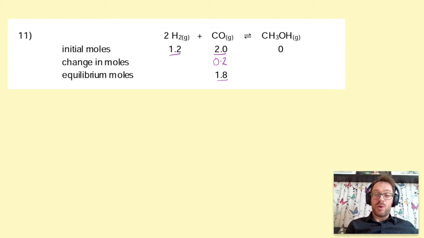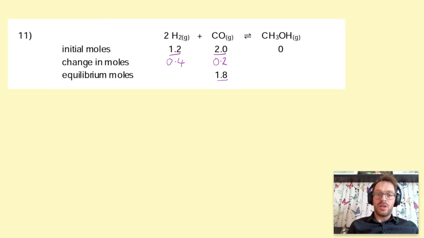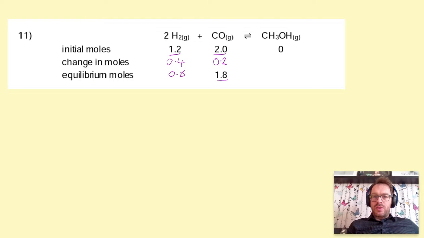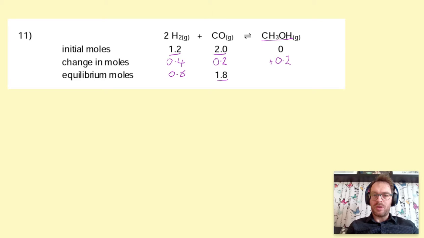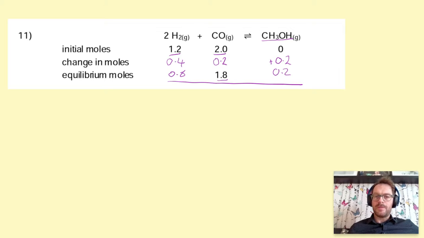Again, we use that 2-to-1 ratio, but we're going the other way this time. So instead of dividing by 2, we're going to times by 2. So 0.4 moles, again, of hydrogen have been used, and then find the difference to get 0.8 of our equilibrium moles down there. So we're nearly there. Again, carbon monoxide is 1-to-1 with your methanol. So the 0.2 moles we used of carbon monoxide will increase our moles of methanol by 0.2. And since we don't have any to begin with, we'll end up with 0.2. So there are your equilibrium amounts in this one.